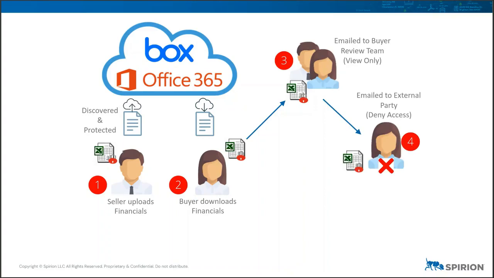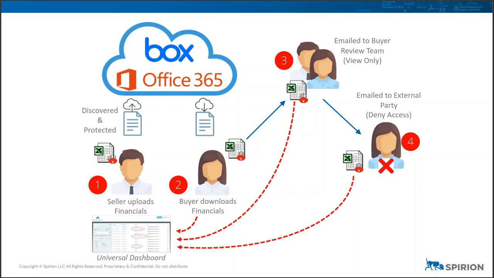And now if that information somehow is leaked to someone else maliciously or accidentally, those individuals do not have access. And the beauty of this very simple flow is, as the seller, not only do I know that my information is protected, but I also can see what's happening to it. I can see the download and the access and the potential external individual who did not have access to it.